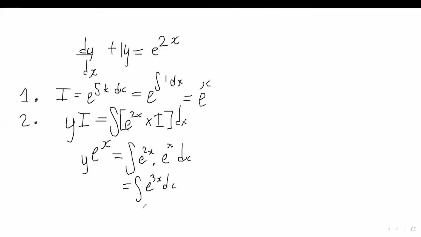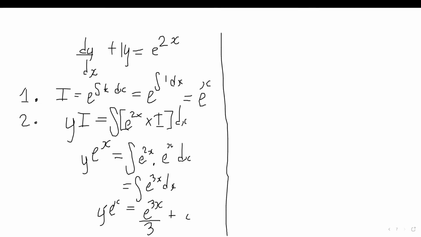When we integrate e to the 3x, we get e to the 3x divided by 3. Now we put plus some constant c, and that is y times e to the x. Then finally, step four, the last step, is to make y the subject. To make y the subject, we divide through by e to the x.